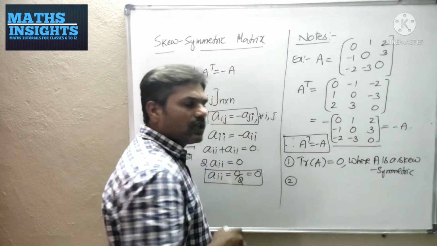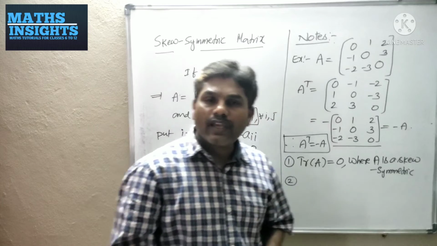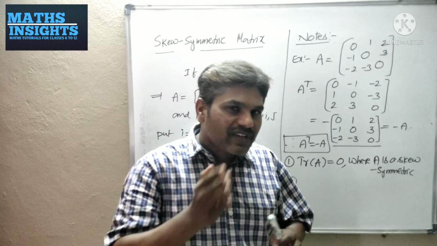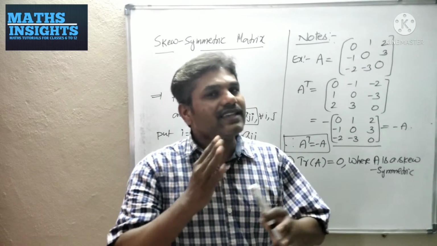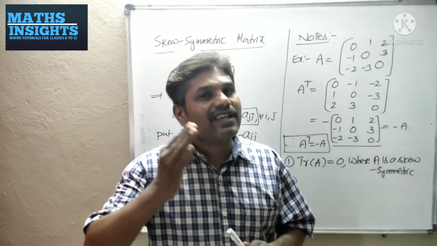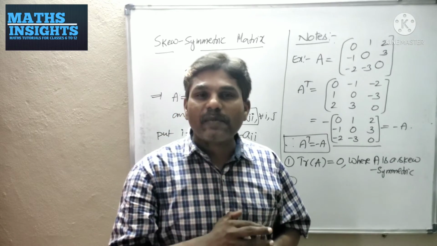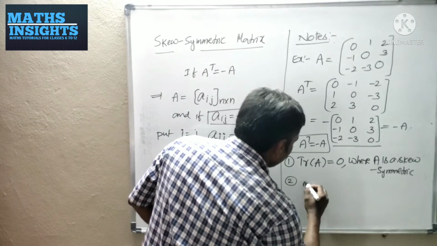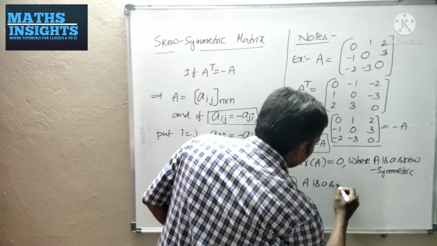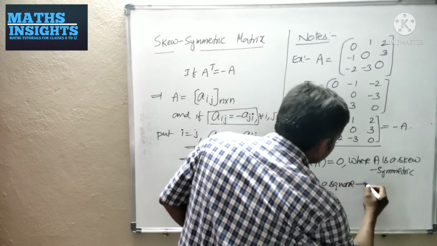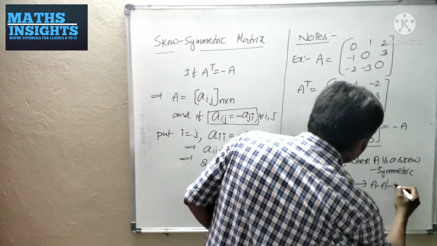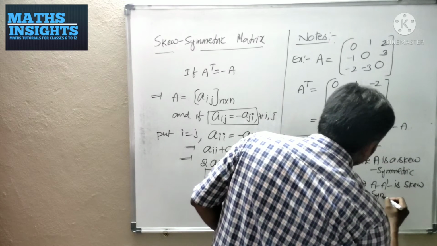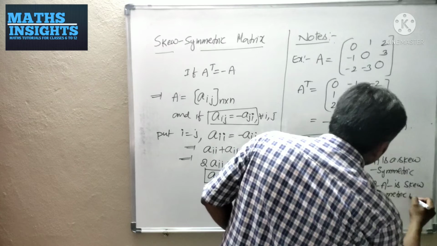The second note says that if A is a square matrix, then A minus A dash is skew symmetric. Previously, if A is a square matrix, A plus A dash is symmetric. Here, if A is a square matrix, then A minus A dash is a skew symmetric matrix.